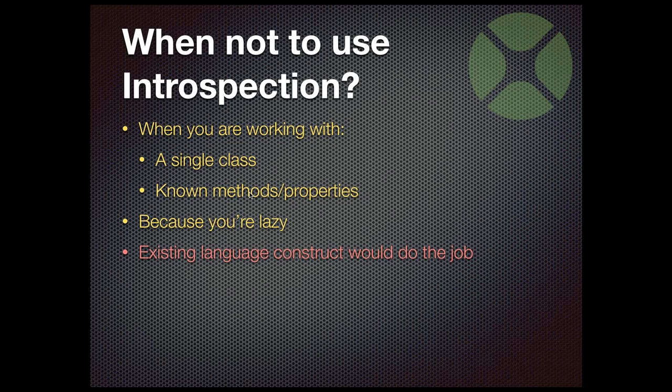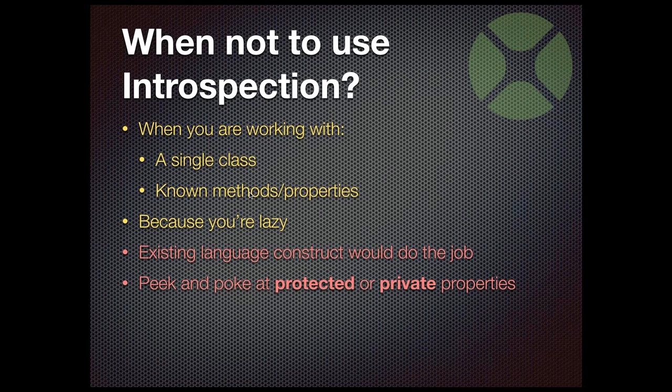Now, a definite reason not to use introspection is if you have an existing language construct that would do the job. For example, you could use introspection to create a generic string method which looks at a class and sees if it has a name property and returns that as the string representation. Or if it doesn't have that, maybe you have an ID property. But in that case, you should probably use a class interface. So look at existing language constructs first.